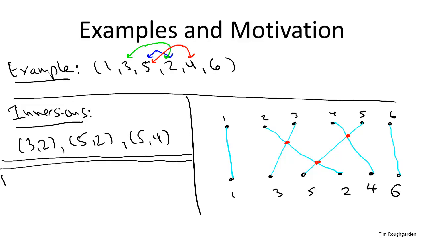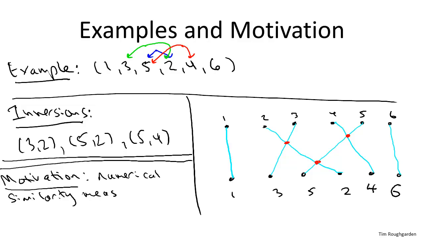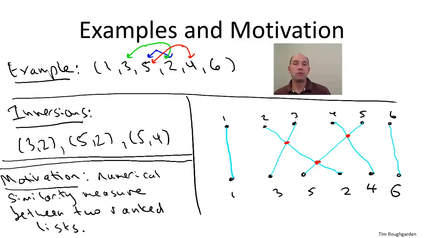Now, why might you want to solve this problem, you might ask? Well, there's a few reasons it comes up, but one would be to have a numerical similarity measure that quantifies how close two different ranked lists are to each other. So for example, suppose I took you and a friend and I identified 10 movies that both of you had seen. And I asked each of you to rank these movies from your most favorite to your least favorite. Now I can form an array and compute inversions, and it quantifies in some sense how dissimilar your two rankings are to each other.